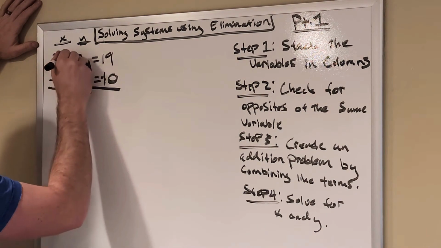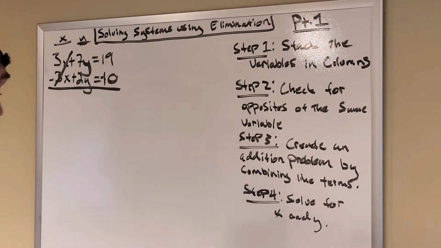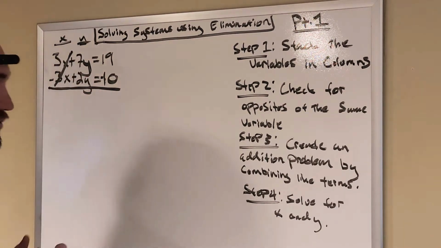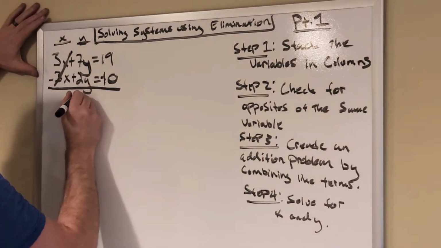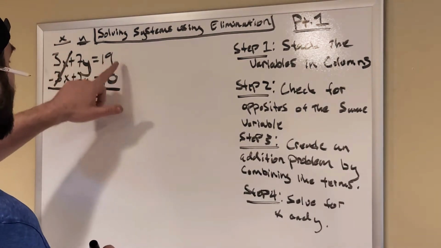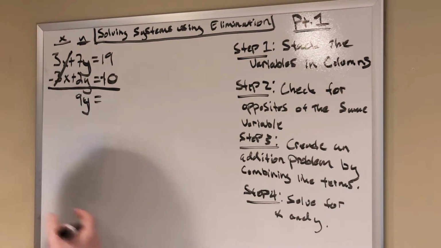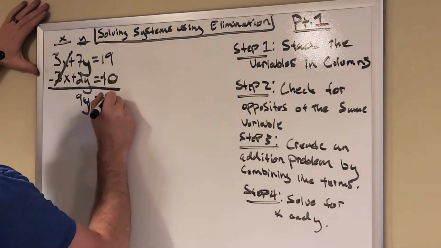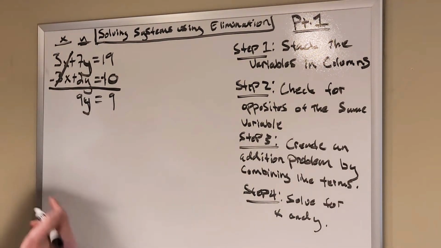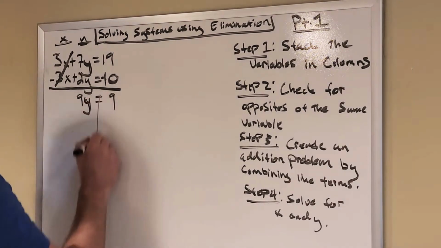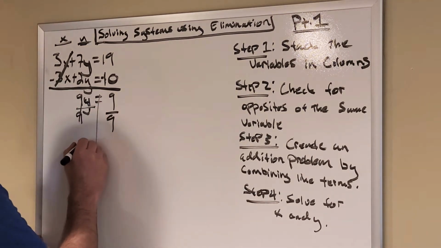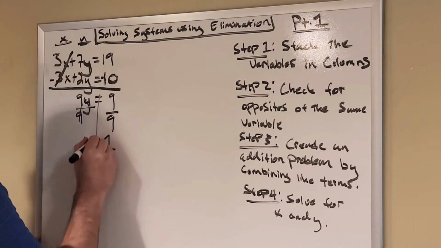3x minus 3x is going to give me 0x, which means those cancel out. Great. And I'm left with 7y. I have a positive 7y and a positive 2y, so I just add those together. So I have 9y equals 19 minus 10. So I have a 19 and a negative 10, so I do 19 minus 10, and that just gives me 9. Now I have a very simple algebraic problem where it's 9y equals 9. And I just go ahead and divide both sides by 9, okay? And so we know 9 divided by 9, y is going to equal 1, all right?